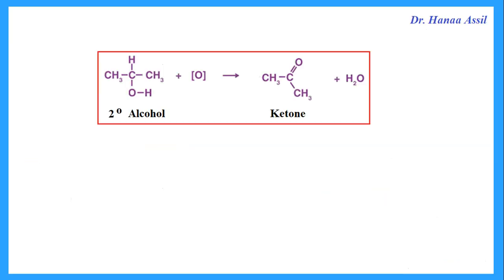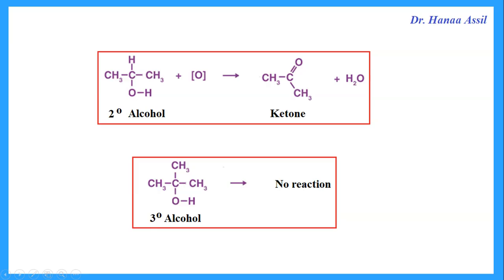A secondary alcohol, if it is oxidized, becomes a ketone. A ketone is something that has C double bond O in the middle of the chain. And remember that ketones cannot be further oxidized, so that's the end of that. If we're trying to oxidize a tertiary alcohol, we cannot oxidize a tertiary alcohol.